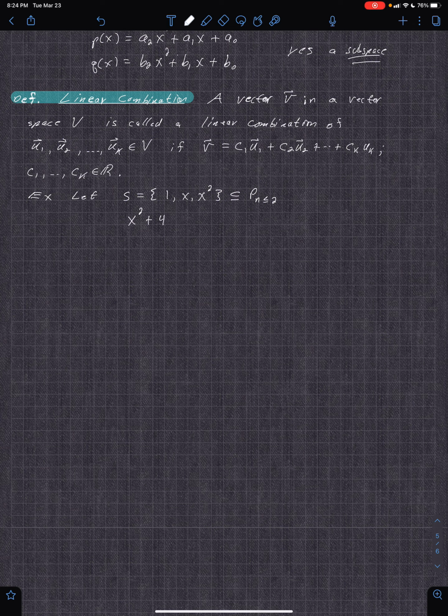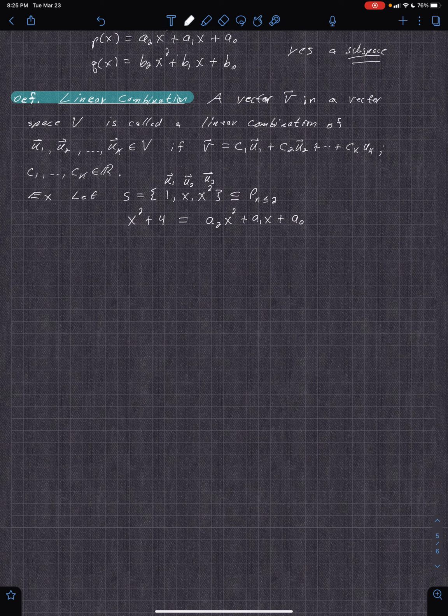Well, what we would have then is all linear combinations would look like this: a2 x squared plus a1 x plus a naught. So we can make this a linear combination of these by just choosing the correct constants. So this would be like your u1, u2, and u3. So each of those would be vectors in S.